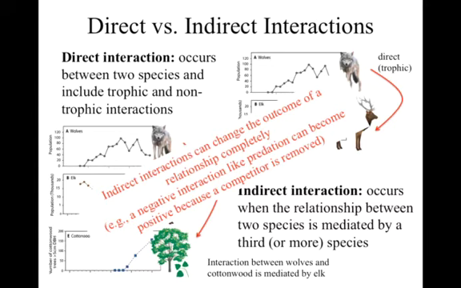Although indirect interactions may seem kind of loose and weak, they're actually not. They can be very important for determining community composition, as we see in this Yellowstone example. They can actually alter how species interact. They can turn negative interactions, like predation, into positive interactions, like removing a competitor. So indirect interactions can be very, very important in determining what a community looks like.